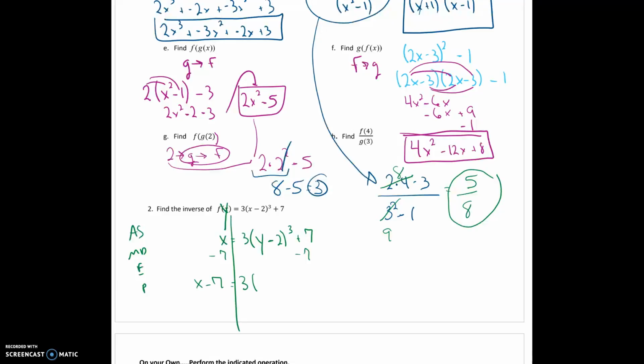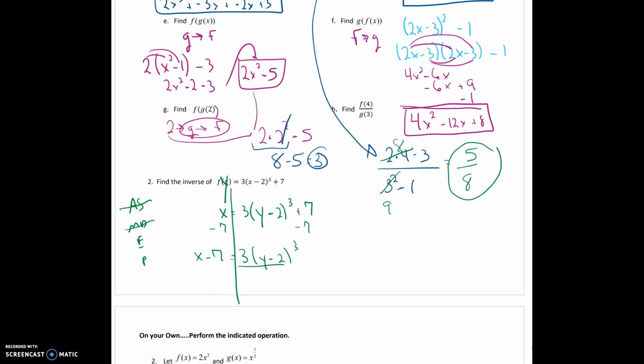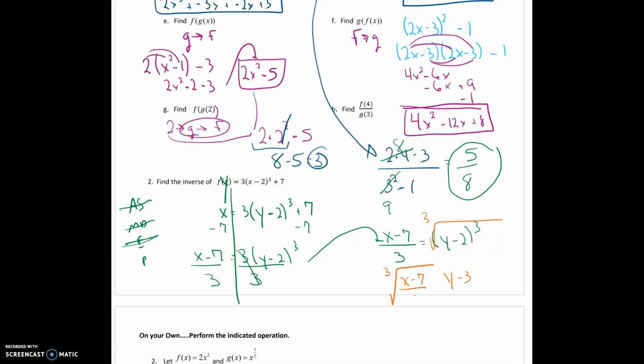On the right side, we still have the 3 with the y minus 2 cubed. The next thing I'm going to move is my multiplication or division. I'm going to divide by 3. So now on the left side, we have x minus 7 over 3 equals the y minus 2 cubed. And now I'll get rid of the exponents. I'll cube root both sides. So when I cube root this side, that takes out the cube, so you have y minus 2. And then I'll cube root this whole side. So just make sure you put that whole thing in the check mark.